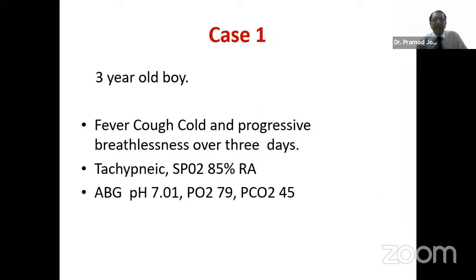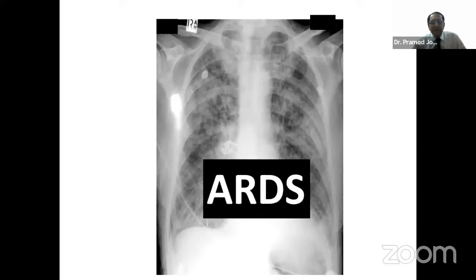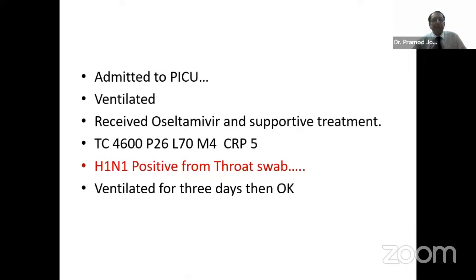We will start with a case where there is a 3-year-old boy coming to the OPD with fever, cold, cough, and progressive breathlessness over 3 days. The child is tachypneic with hypoxia at room air, and you can see that the X-ray is showing ARDS. The progression has been very rapid. So the child has been admitted to PICU and ventilated. He has received oseltamivir and supportive therapy. After the throat swab was sent, the result says that it is H1N1 positive. The child was ventilated for 3 days, and then the child was all right.